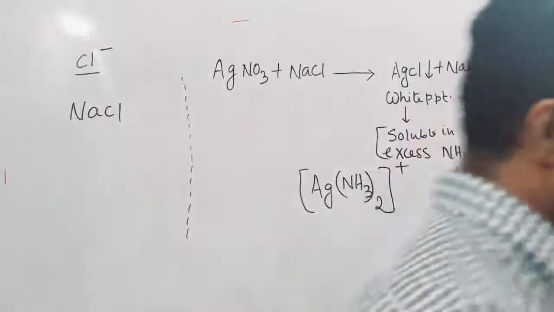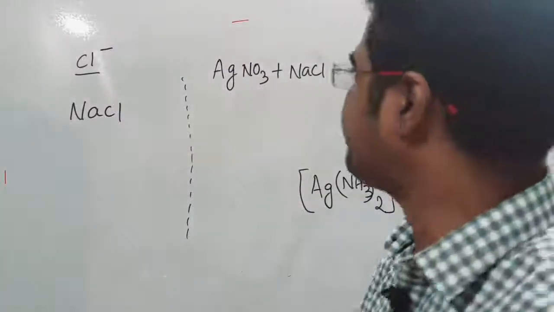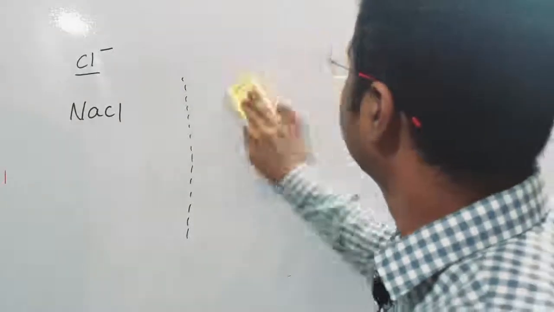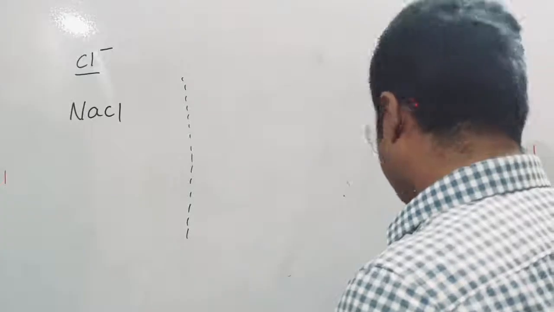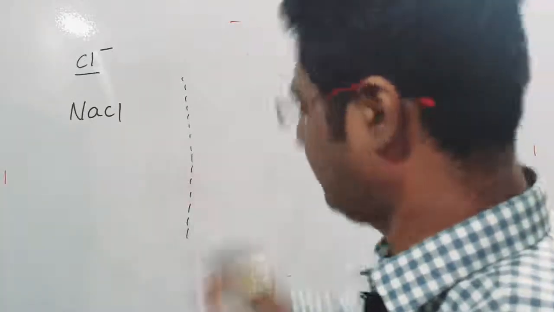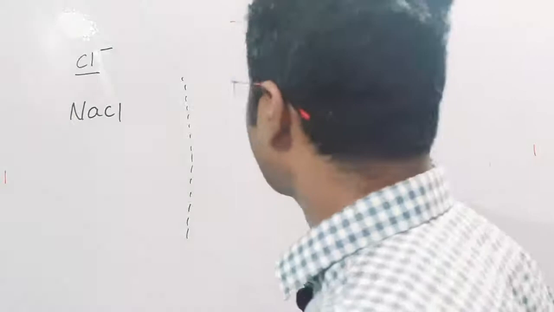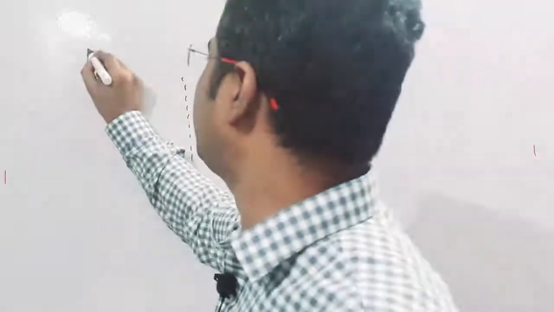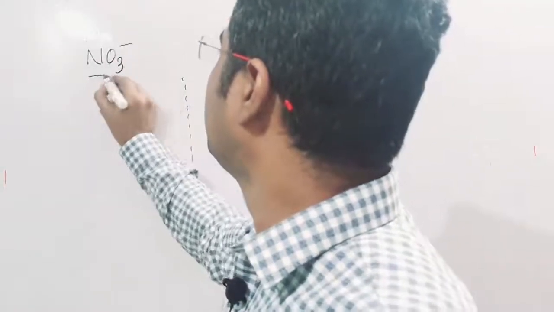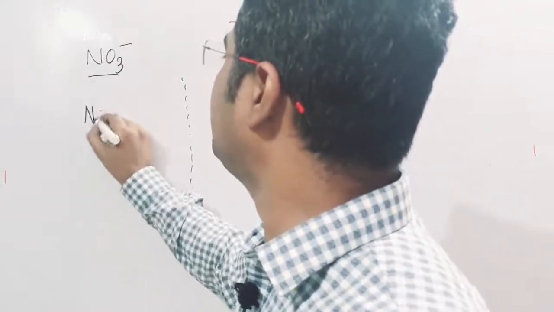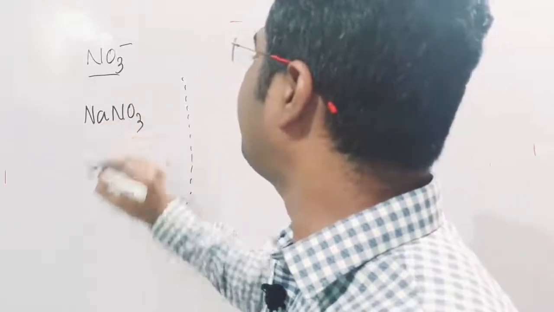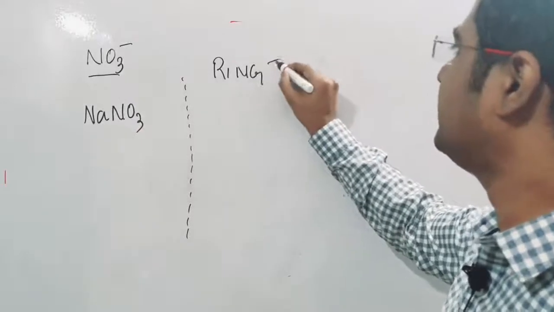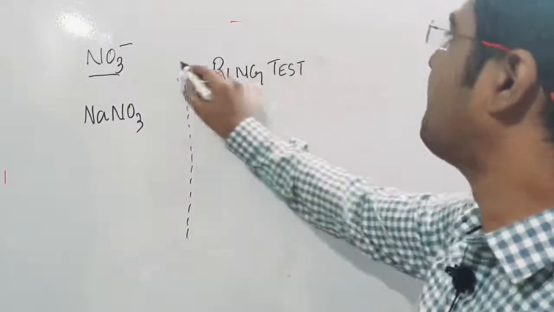Clear? Okay. So the next ion is nitrate. For nitrate, see, there is a very easy test. Again, the reactions we are going to do later on. It's a very famous test that we do for nitrate. This is called the ring test. Sometimes it is also called the brown ring test.